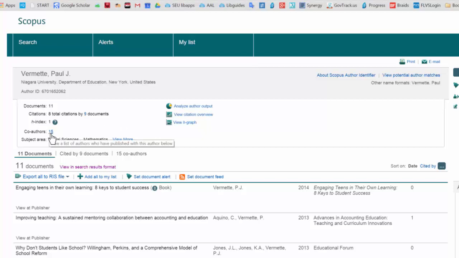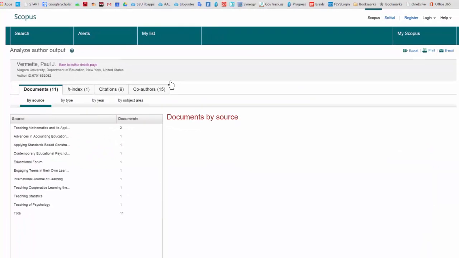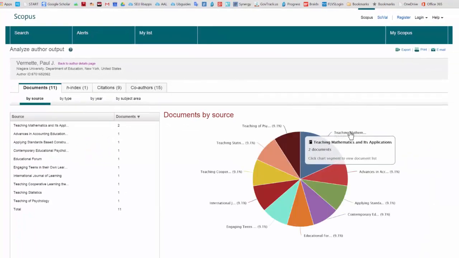That's nice. Co-authors, it will show us the 15 other people that he's written articles with, and we can look at their credentials if we want to. He writes in the area of social sciences, which would include education, but also mathematics. So that was kind of surprising since he was at a library conference. Here we can look at his author output. So it's going to show us the different areas that he's written in. So you can see that here he has 2 documents about teaching mathematics, he's got one on accounting, and so on. So he's kind of all over the map of teaching, just in different areas.